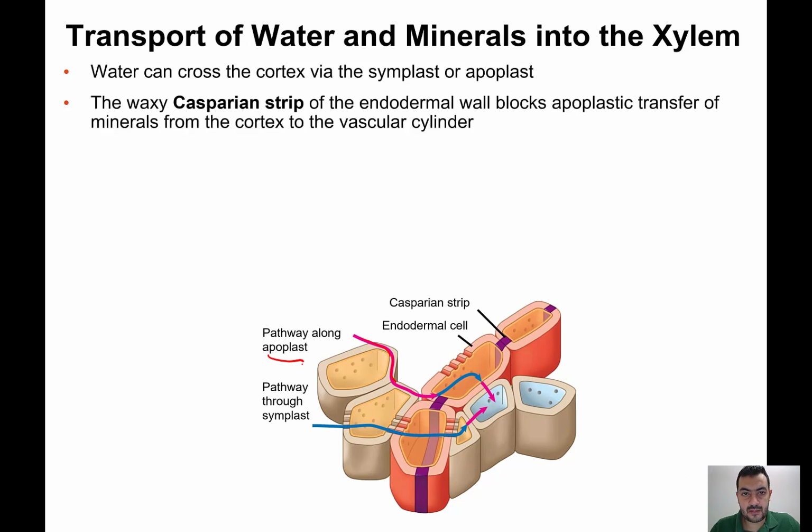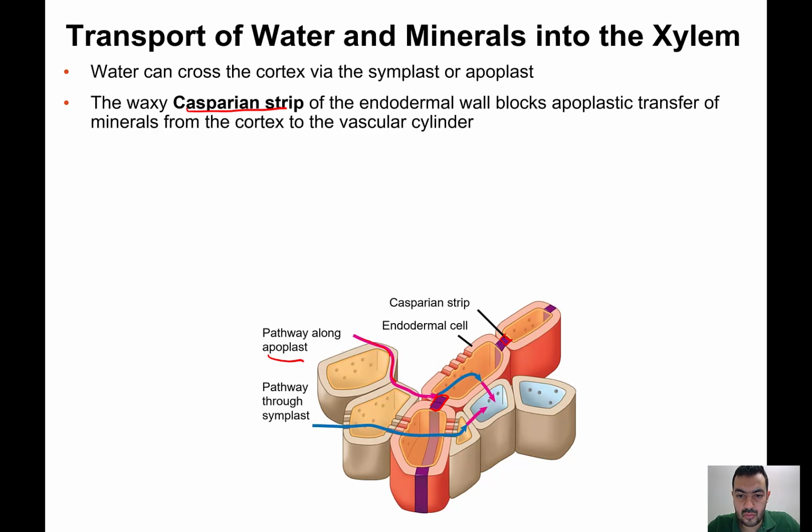So because of that, we have what is known as the Casparian strip. This is part of the endodermal cell wall. It's a waxy layer in the endodermal cell wall, shown here in purple. So if the minerals are following the apoplastic route, they will move until they reach the Casparian strip. They cannot cross it. It's a waxy layer. It's a block in the way of the apoplastic route.